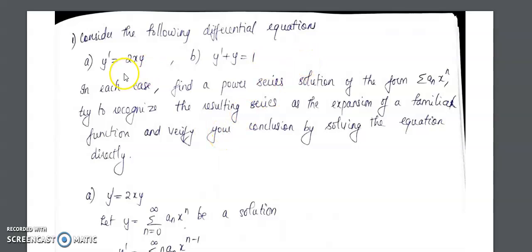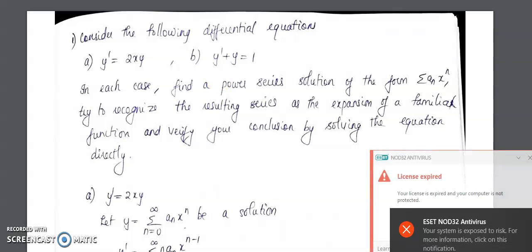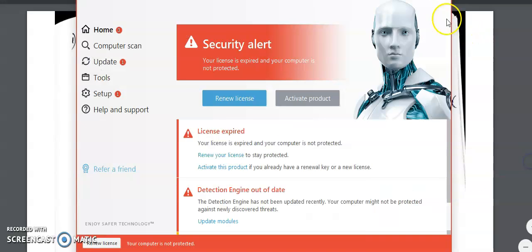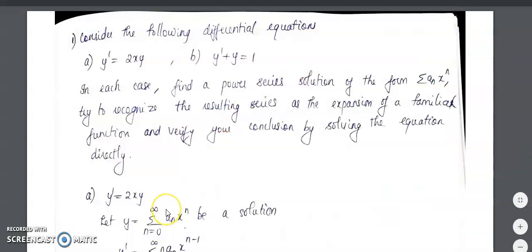directly. So here you need to do two things. So first find a power series solution and once you find the power series solution, find the resulting function corresponding to that series, and then find the actual solution by the methods you have learned for solving ordinary differential equation. Okay, so let us see how to solve the equation.